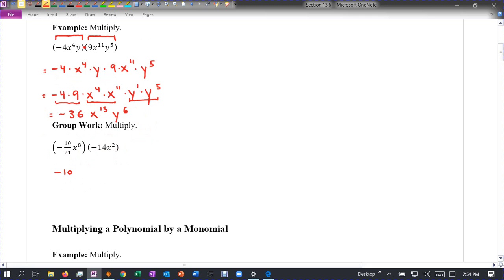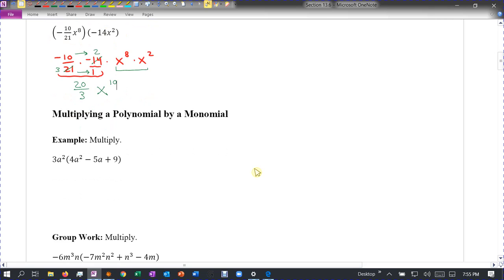Going to rearrange things. Put the numbers out front, times negative 14, times x to the 8th, times x squared. So again, just kind of rearranging things. Let's put these numbers together. Remember that's negative 14 over 1, so I can reduce this fraction. 7 goes into 14 twice, 7 goes into 21 3 times. So we multiply straight across. Negative 10 times negative 2 is 20, over 3 times 1, which is 3. And then when we put those two together, we are going to add the exponents, so you get x to the 10th.